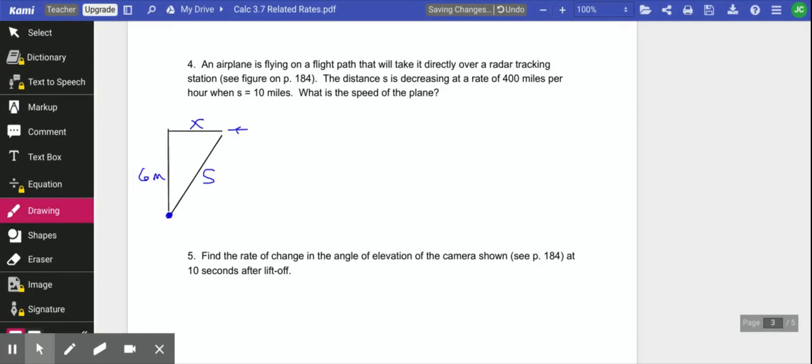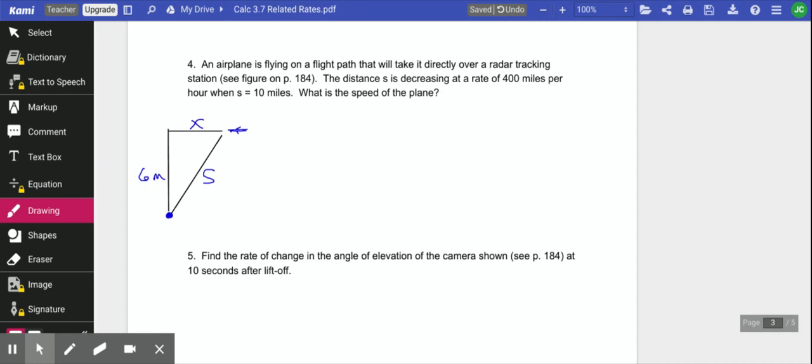So we're going to apply some of these related rates to some just more complicated problems, some ones that involve different scenarios. So in number 4, we have an airplane that's on a flight path that's going to take it directly over a radar tracking station. This picture's on page 184, but I have it drawn here. So up here in this corner, that's the airplane, and then the tracking station is down here.